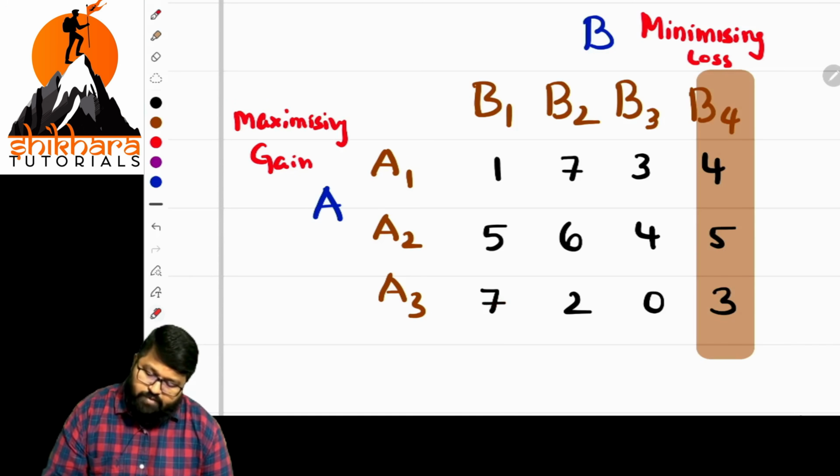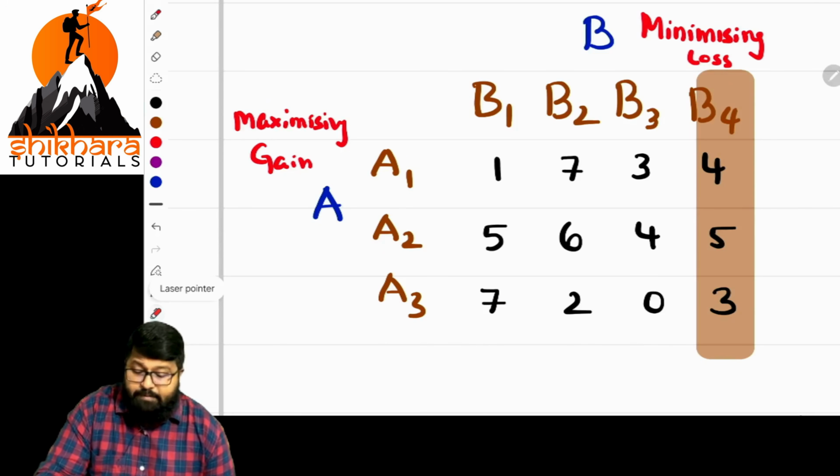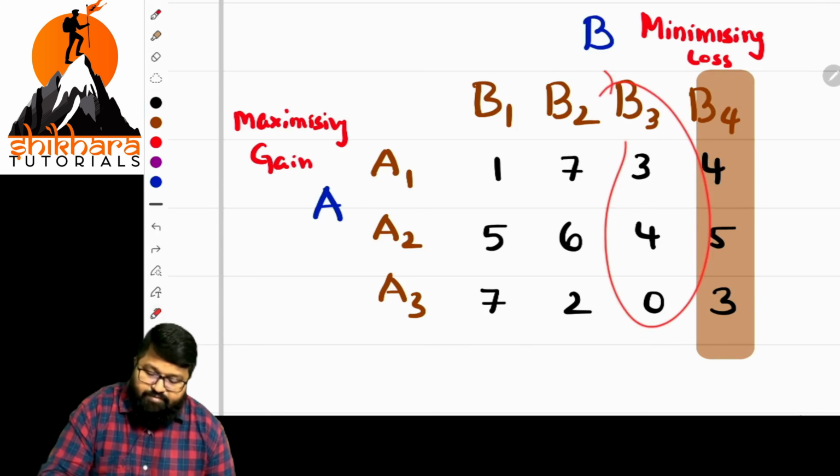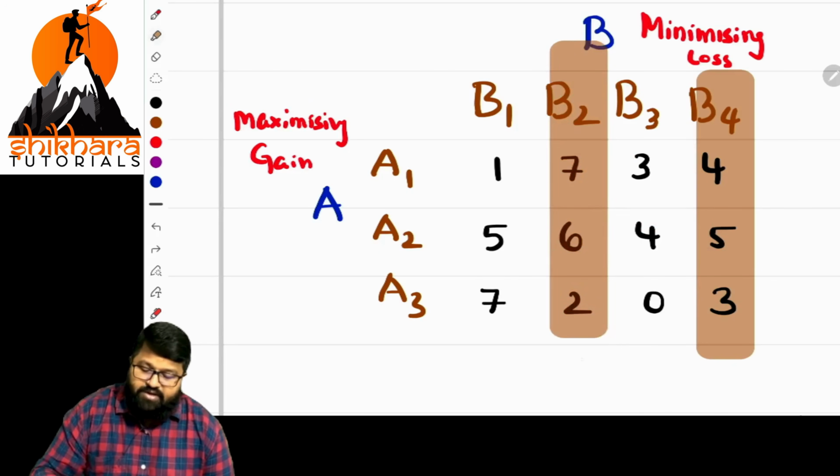No. Let us go with the column check. We can cancel B2 also. Why? Because when we compare B3 with B2, 7 is highest, 6 is highest, 2 is highest. So automatically we can eliminate that part. So I'm eliminating that part.